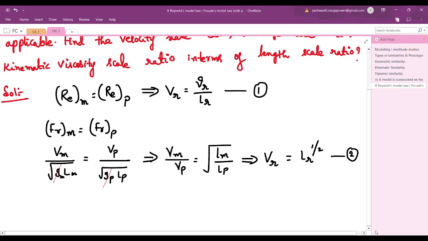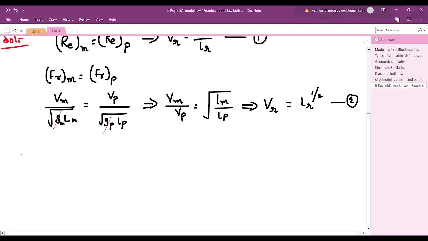Okay, so now you see in this question, first it is asking us what? Velocity scale ratio in terms of length scale, right? Therefore, VR is equal to LR to the power 1 by 2. This is the answer to the first part of this question.